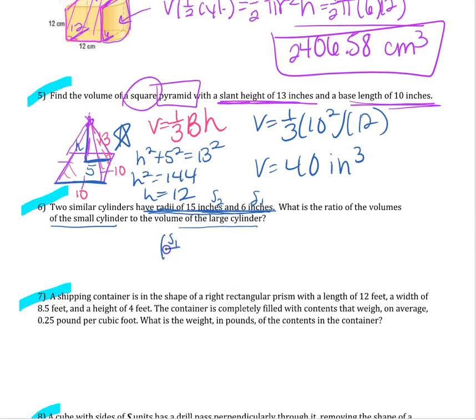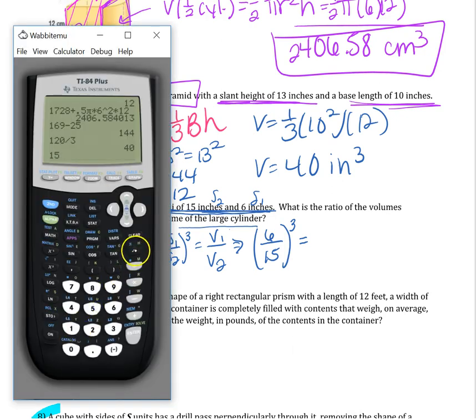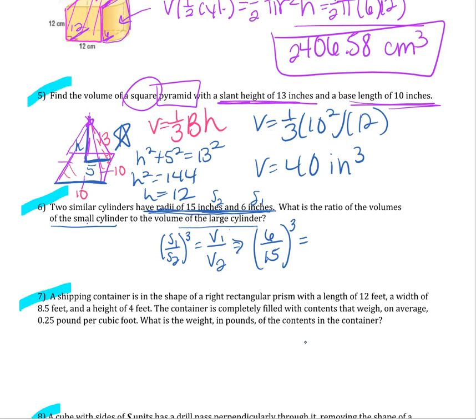The relationship is side 1 over side 2 cubed is V1 over V2. So in the same order, from small to large, 6 over 15 cubed, and then you just go ahead and cube it. I think it's 216 over 225? Now I'm annoyed. 15 cubed is way bigger than that. What am I thinking? 3375. 6 cubed is 216. Yeah, 216 to 3375.